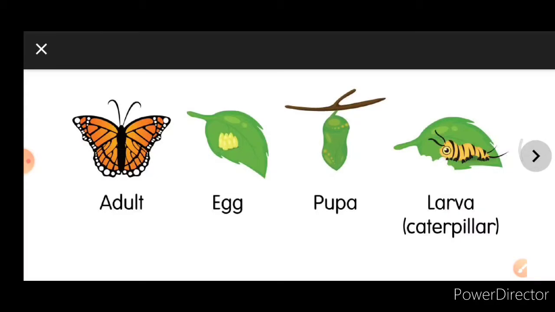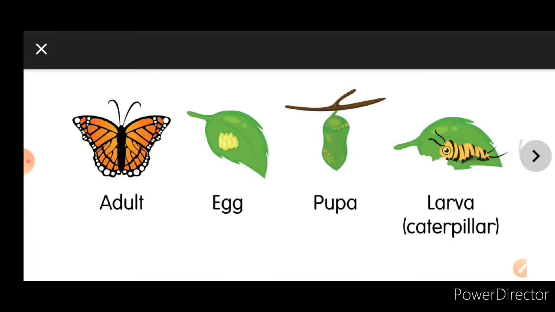Insects have different life cycles. So they look different in different stages. Once they are born as an egg, from egg till they become adult, there is a change in their body and they look different in different stages, right.